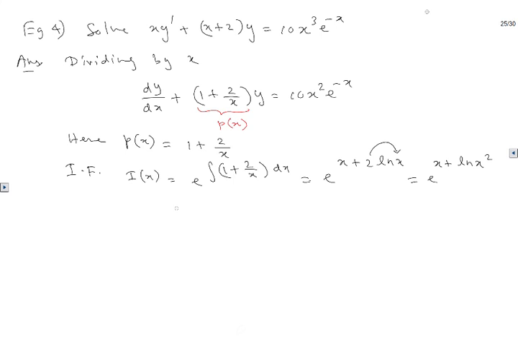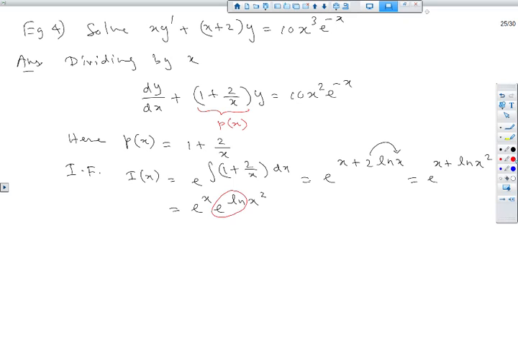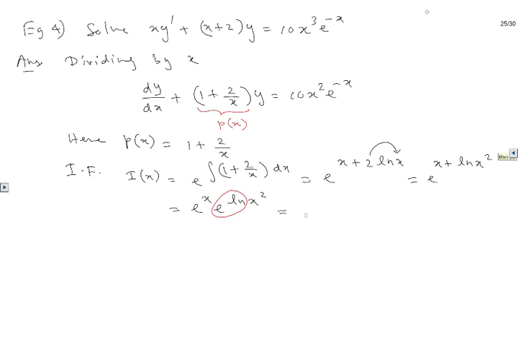Now what we can do, we can split this as e^x times e^(ln x²), and as we discussed before, the exponential and the log cancel out, so you end up getting x²e^x. Okay, so you're getting x²e^x. So now what we can do is just the same thing. After we do that, multiply by the integrating factor.